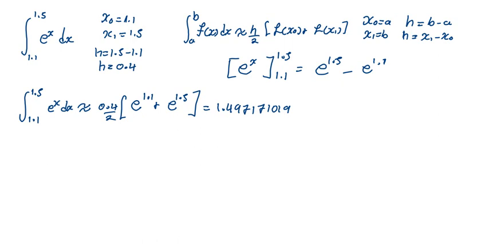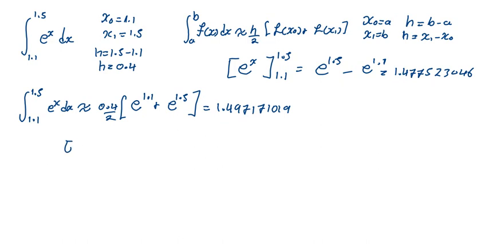So we say e to the 1.5 minus e to the 1.1, like that. The answer that I end up with, this is the exact value by the way, is 1.477523046. So this is the approximation and this is the exact value. I just have to ensure I haven't left anything out. So that's what we have gotten there.